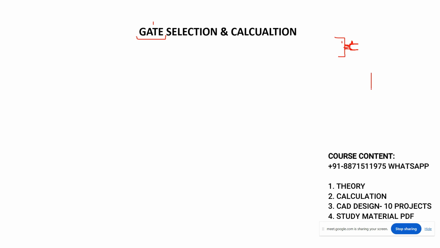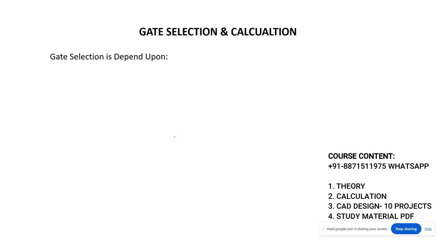For example, if you have a physical component, you can see the gate mark. Where is the gate mark? You can see the gate mark, right? Now see, gate selection and the calculation. So there are two things here. First is the selection and the calculation.